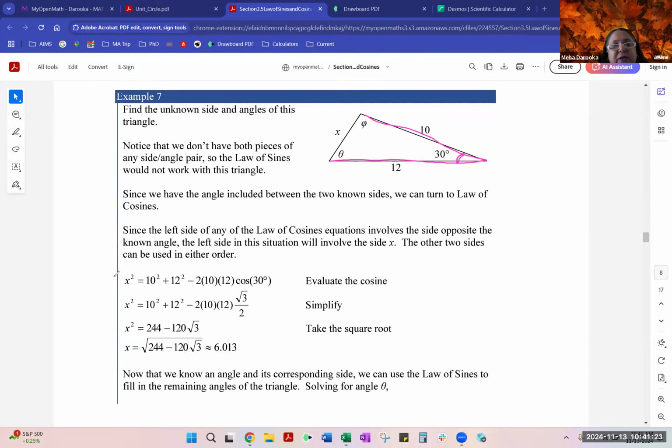So let's take a look at the law of cosines here. In this case, let's say we wanted to start by finding side x, which is obviously the only unknown side. You would set it up as x squared equals side 10 squared plus side 12 squared, and then it's always minus 2 times side 10, side 12, and then the cosine of the included angle, 30.